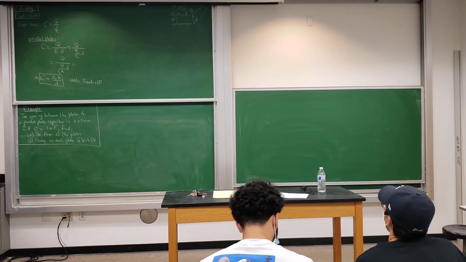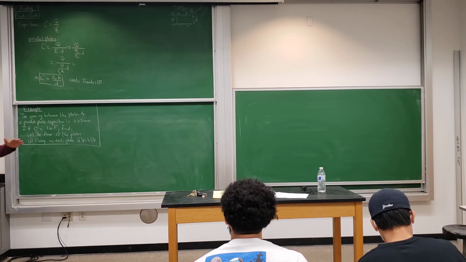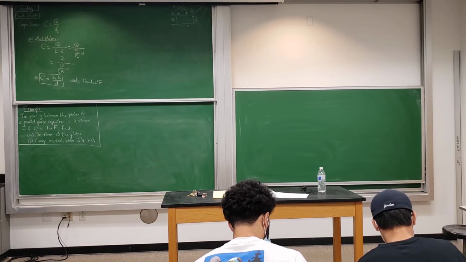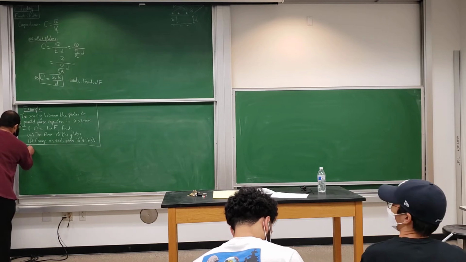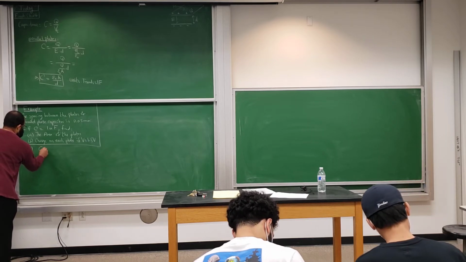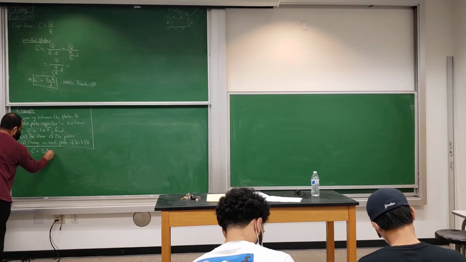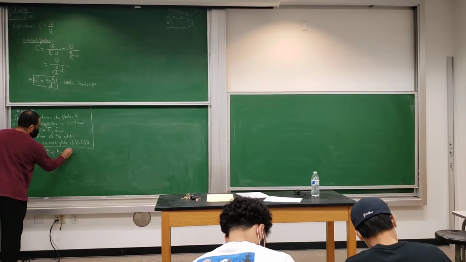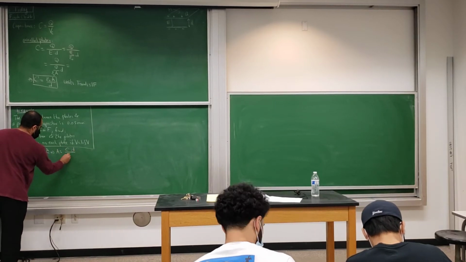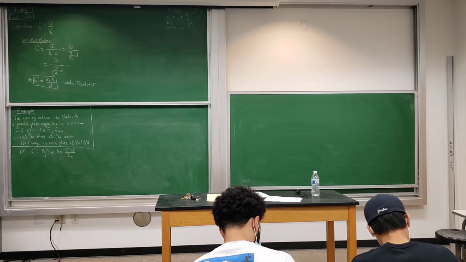Good. The first question says find the area of the plates, meaning of each plate, how much area, what is A? So let's start with part A. We know that capacitance is epsilon naught A over D. Therefore the area will equal capacitance times D divided by epsilon naught, right? Capacitance times D over epsilon naught.